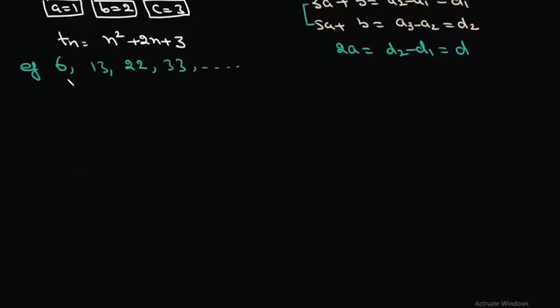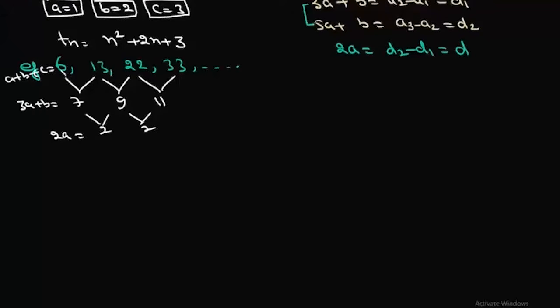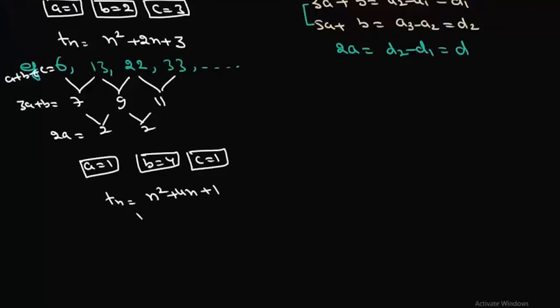We are given the series 6, 13, 22, 33. Now 13 minus 6 is 7, 22 minus 13 is 9, 33 minus 22 is 11. Now again 9 minus 7 is 2, 11 minus 9 is 2. So we can write 2a as 2. Now 3a plus b is equal to 7, and a plus b plus c is equal to 6. Now clearly a is 1, and if we put a as 1, we'll get b as 4, and if a and b are 1 and 4, the value of c is 1. So the nth term for this series will be n square plus 4n plus 1, and that is the answer to this question.